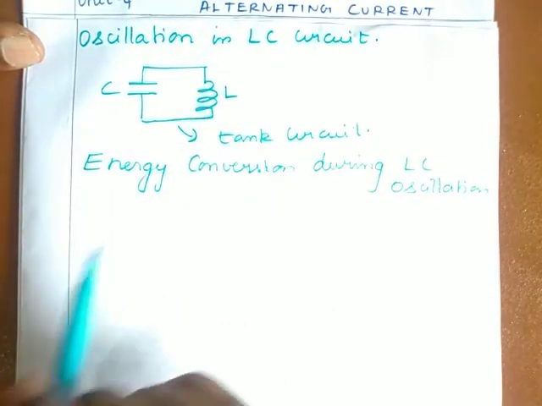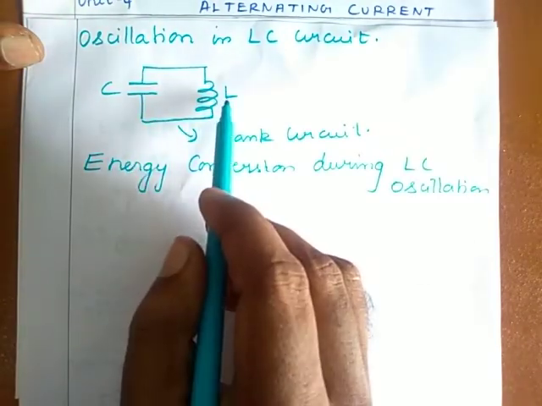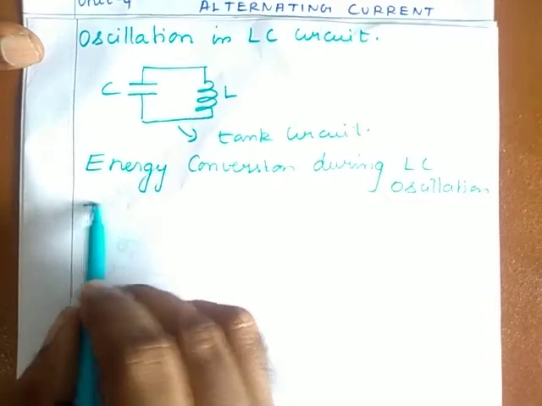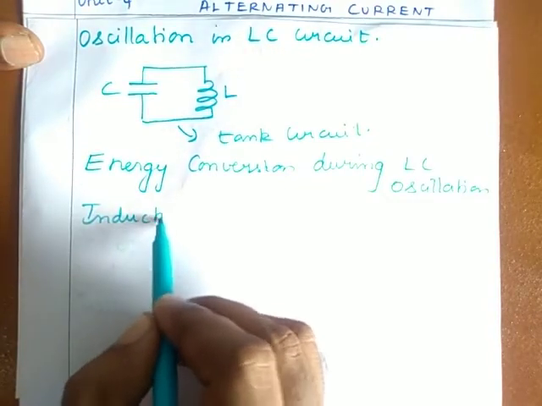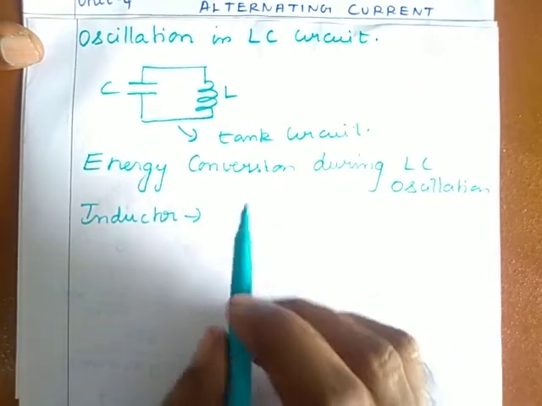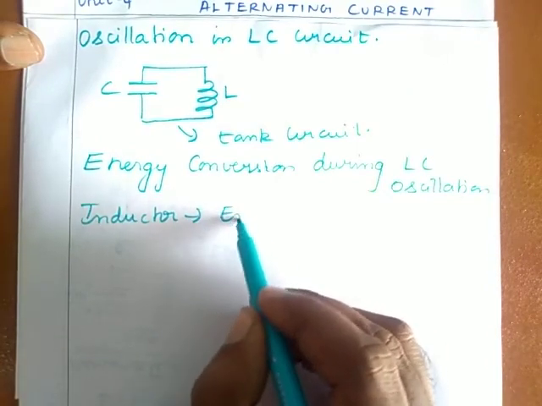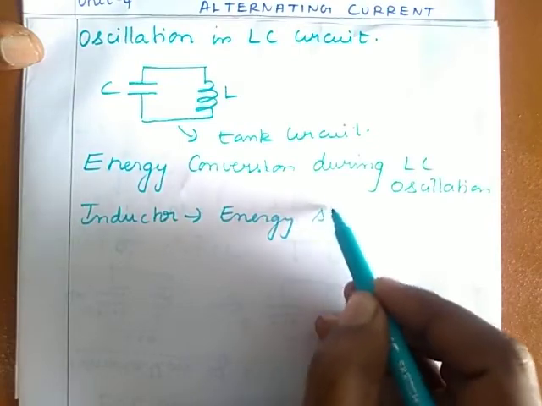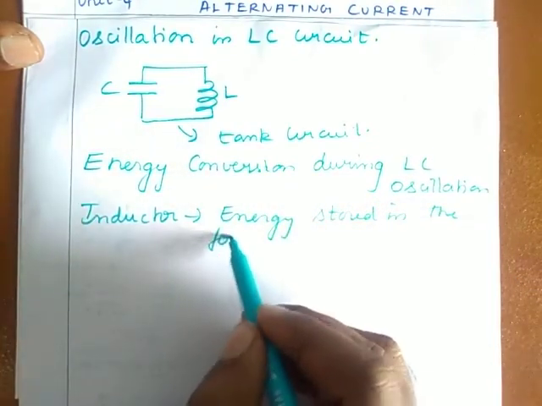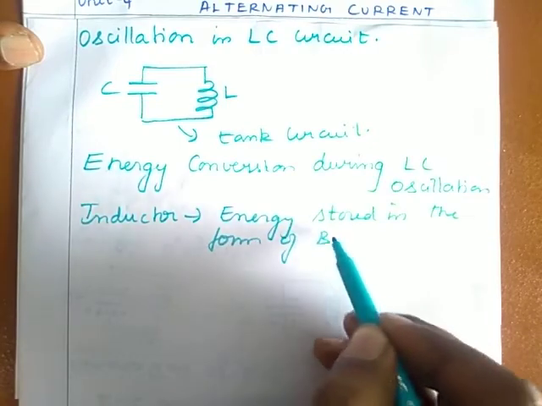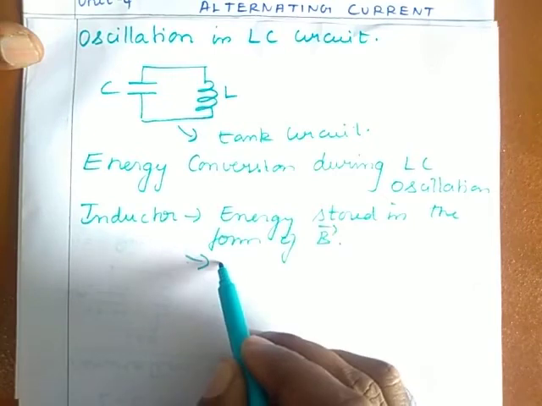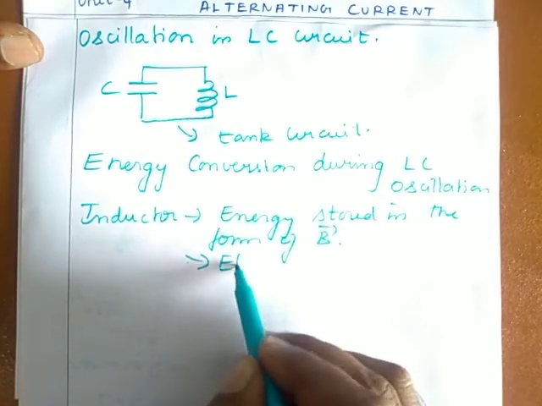We know very well both the capacitor and inductor have the tendency to store energy. You know the inductor stores energy in the form of a magnetic field, that is B. This type of energy stored in an inductor is known as electrodynamic energy.